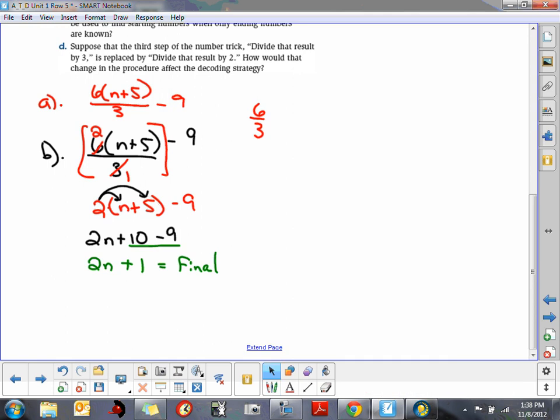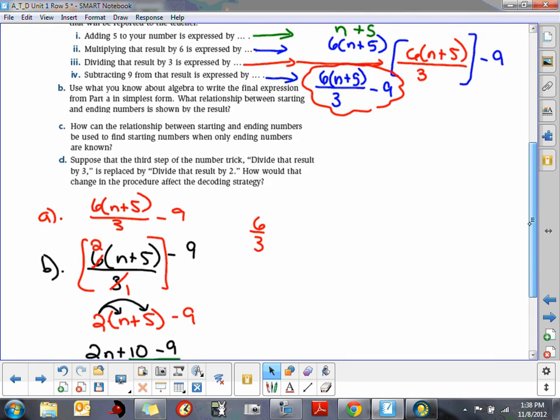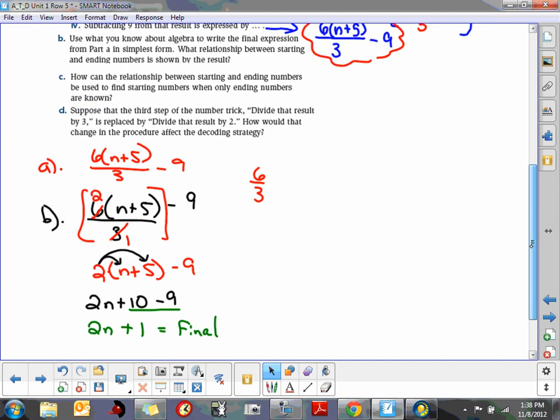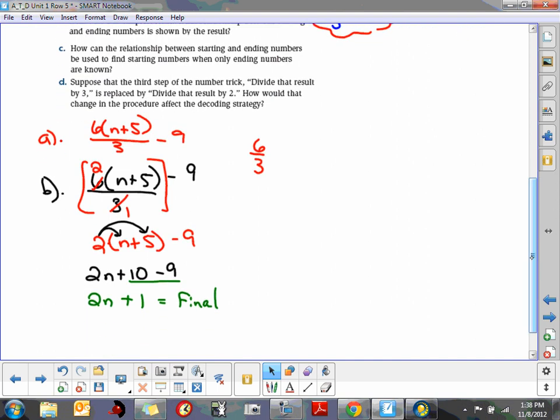Okay? Now let's go to part C, their line of strategy here. Can the relationship between the starting and ending numbers be used to find the starting number if only the ending number is known? So now they're coming back full circle. This is what I asked you to do in the beginning. I said, you give me your final number. When you gave me your final number, I had to do something to go back to your original number. Okay, so that's exactly right.